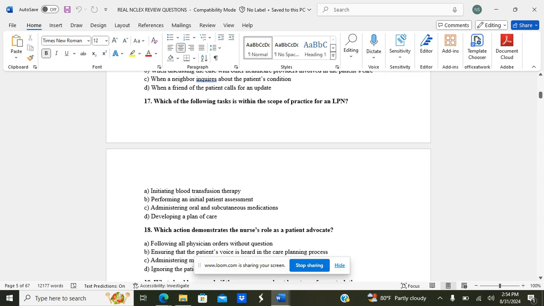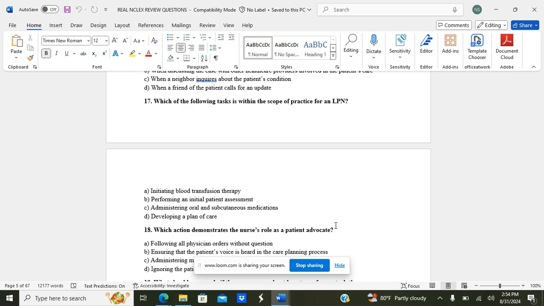Number 17. Which of the following tasks is within the scope of practice for an LPN? What task can you give to an LPN to do? Yeah, a delegation question. Choice A, initiating blood transfusion therapy. No, that's not the task of the LPN. B, performing an initial patient assessment. No, the LPN cannot do that. A nurse can do that.